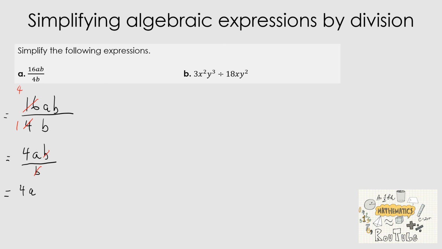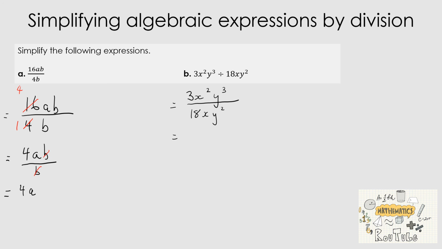Moving on to the next one, we've got 3x squared y cubed divided by 18xy squared. All right, so like I said before, we need to rewrite it as a fraction. So let's do so. We've got 3x squared y cubed over 18xy squared.